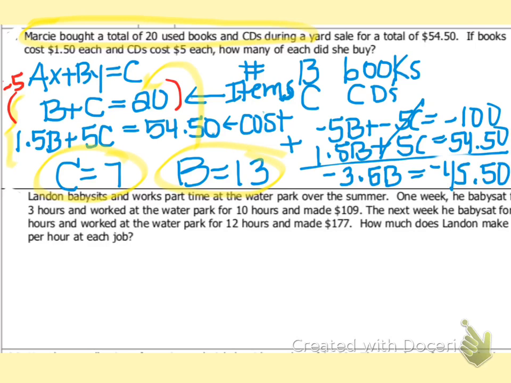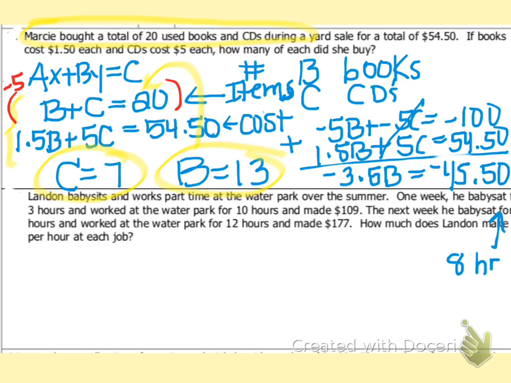Let's see if I can figure out what that one is. Just a second, I'll have to look that up on my paper. Okay, so that's supposed to say I cut off 8 hours, and worked at the water park for 12 hours and made $177. How much does Landon make per hour at each job?